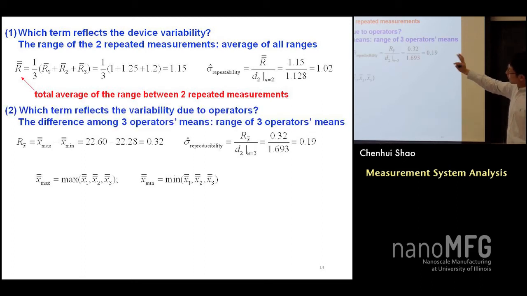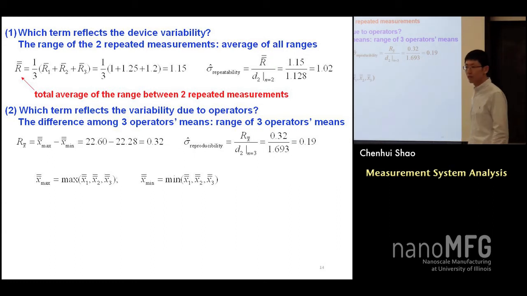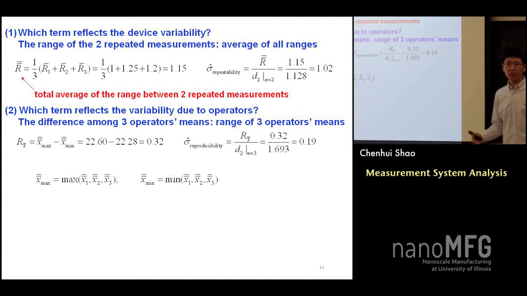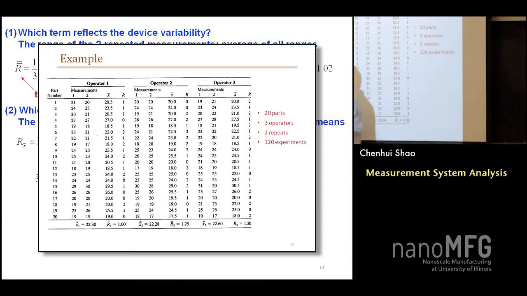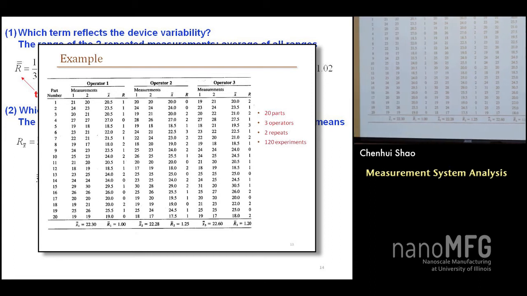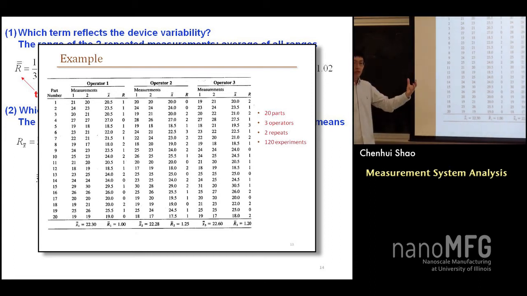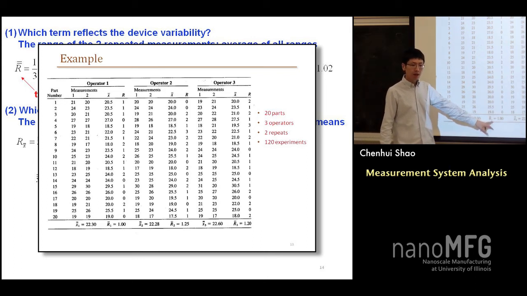And for the second task, which term reflects the variability due to operators? What values can possibly give us operator effects? X bar. So in this table, I have X1 double bar, X2 double bar, X3 double bar. If I want to know how much difference different operators can give me, which value should I look at? Should I look at R1 bar, R2 bar?